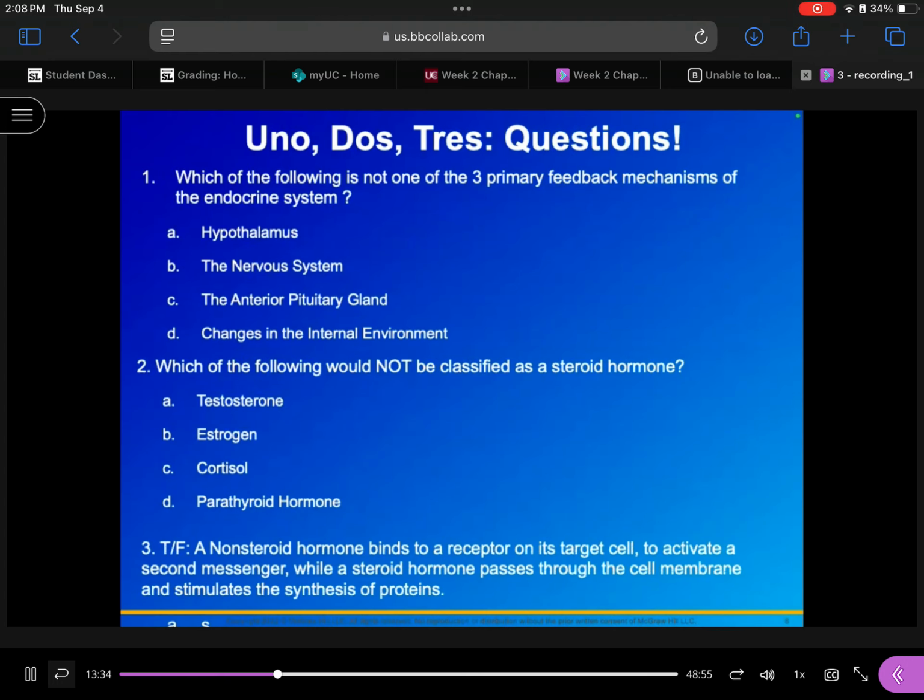All right, true, false. A non-steroid hormone binds to a receptor on its target cell to activate a second messenger, while a steroid hormone passes through the cell membrane and stimulates the synthesis of proteins. This might be a trick question, so you might have to explain it. Anyone want to take a stab? What's right about it? Good. It has to bind to a receptor.